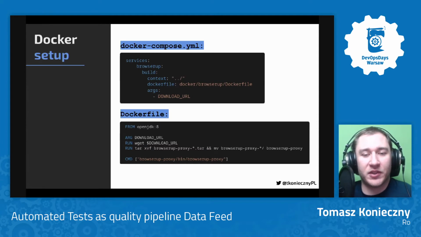So I used the OpenJDK image, then I read this download URL parameter, used wget to download this binary, and tar to extract it, with a very simple entry point, browsermob-proxy, so it will just start when we start this container. And the server part is ready. If you don't want to use Docker, you can just run this binary locally. If you have Java installed on your operating system, you can just start it locally.